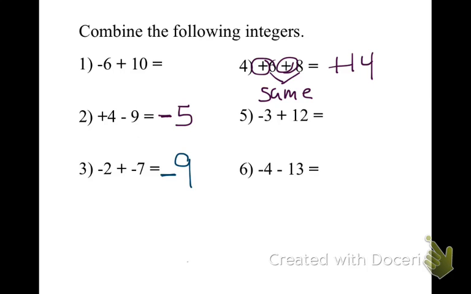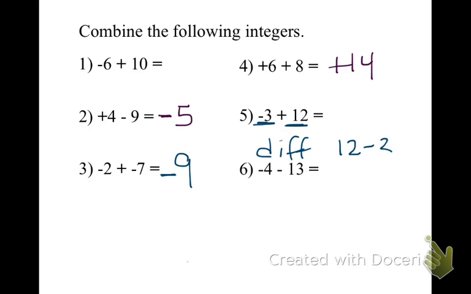Now I'm going to take a look at example number 5. I have a negative and I have a positive. They have different signs, so what I need to do, I just subtract them. So it's 12 minus 3. 12 minus 3 is equal to 9. 12 is the bigger number, so it's going to be a positive 9.